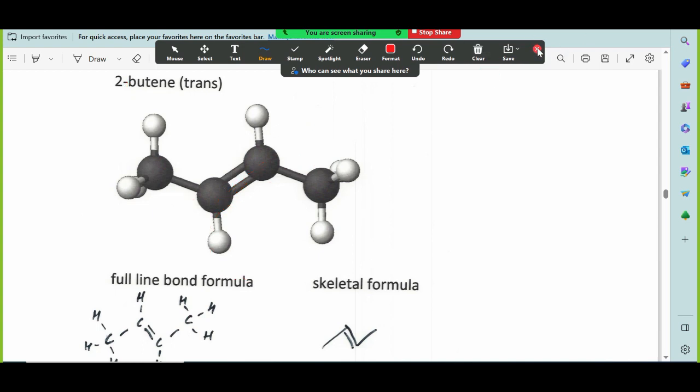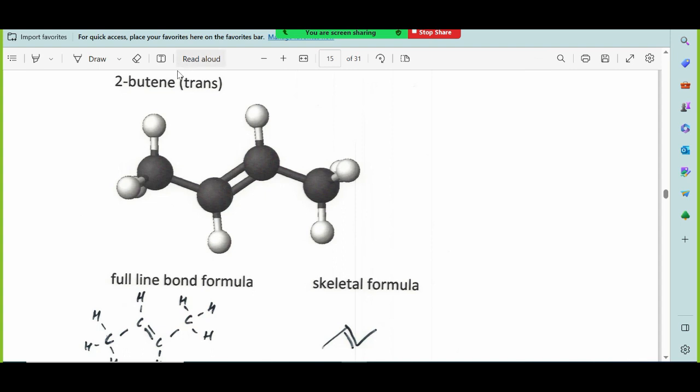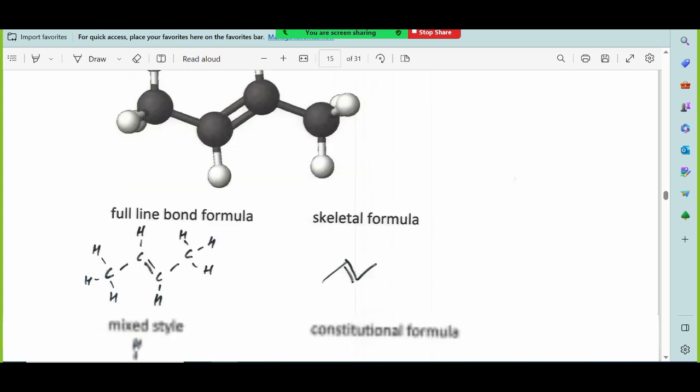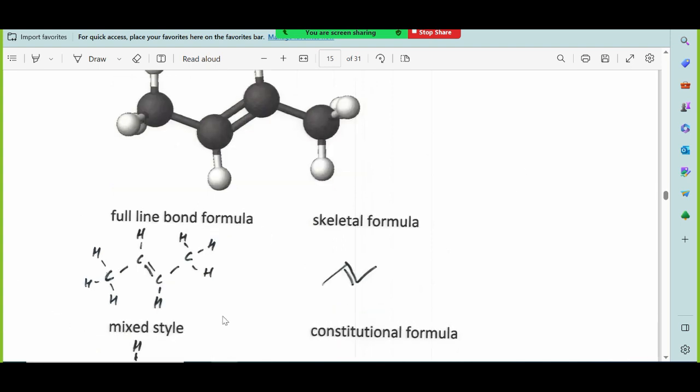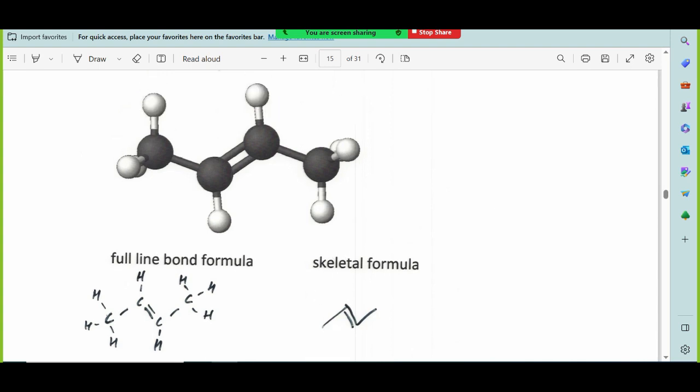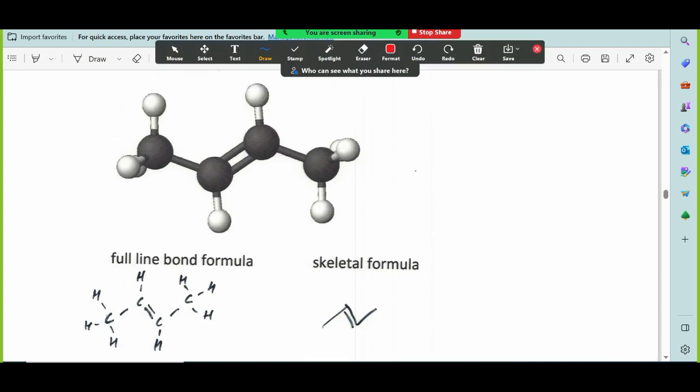So this is 2-butene. We sometimes call it trans-butene, and I will explain it when I get to the isomers at the end. We can write it like this: explicit formula, full line bond formula, or skeletal formula. You write it with the points. We have the first carbon, the second carbon, a double bond here, the third carbon, the fourth carbon, and just connect the lines. You get this butene.